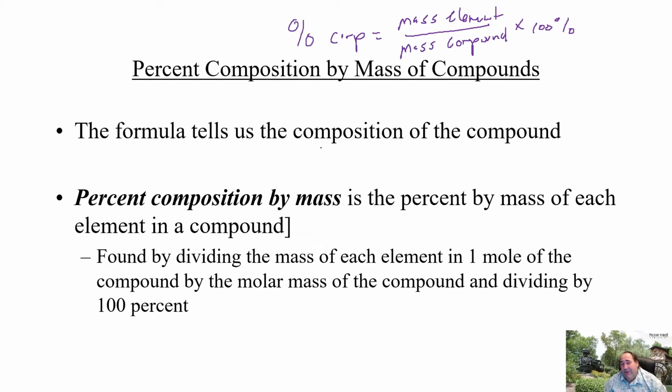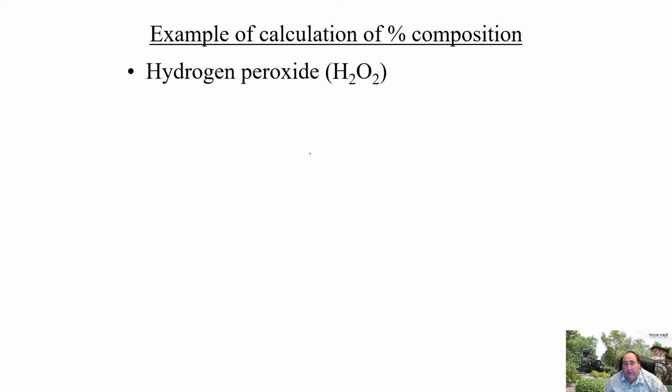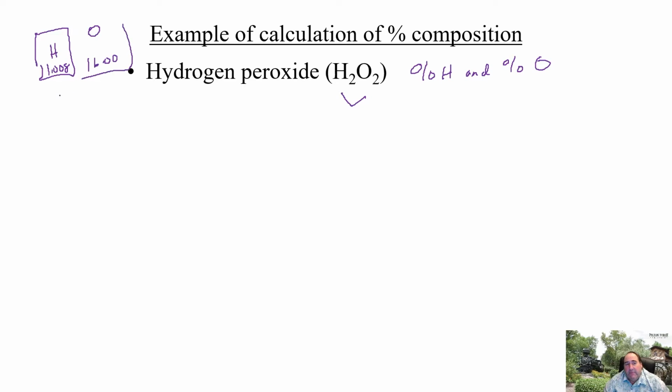But that's how you figure out your percent composition by mass. So, for example, here, if we have hydrogen peroxide and we wanted to figure out the percentage by mass of hydrogen and the percentage by mass of oxygen, we would first want to start with the molar mass of our hydrogen peroxide. So once again, we would go to our periodic table like we did previously in this chapter. Hydrogen 1.008, oxygen 16 on the periodic table.